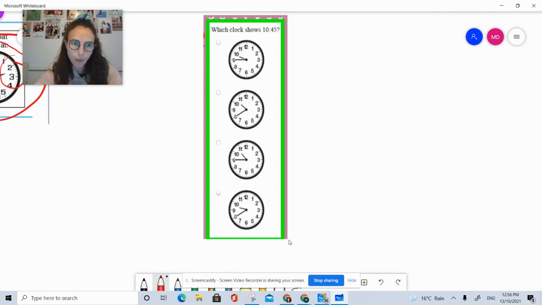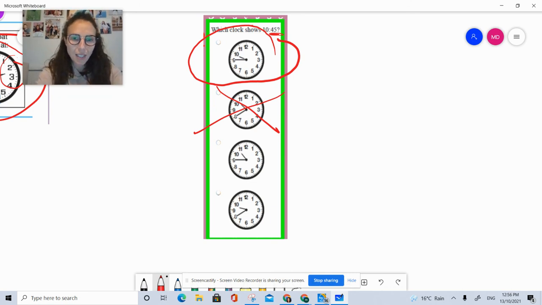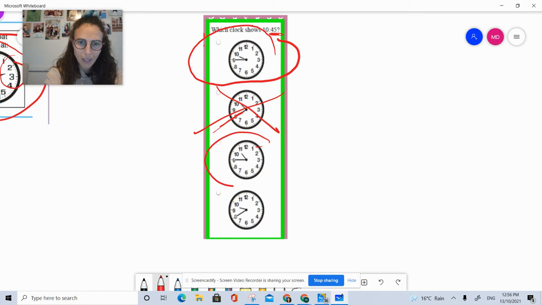Now I know that 45 means the minute hand is on the 9. So it could possibly be this answer, because I know that 45 minutes means that the big hand is pointing at the 9. I'm going to cross this one out, because you can see that the minute hand is pointing to the 8. This could be an answer because it is pointing to the 9, and this is the wrong answer.